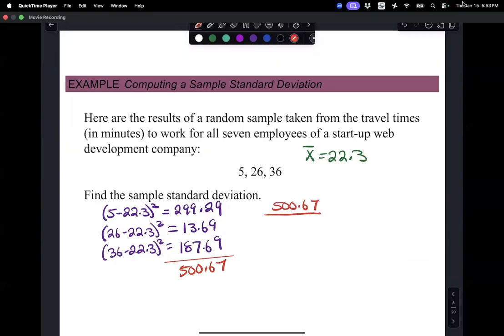All right, so now we're going to take this 500.67 and divide it by n minus 1. So we're going to divide it by 2, because our sample size is 3. I have 250.34. Now we take the square root of that number. So everything's the same except for that n minus 1.